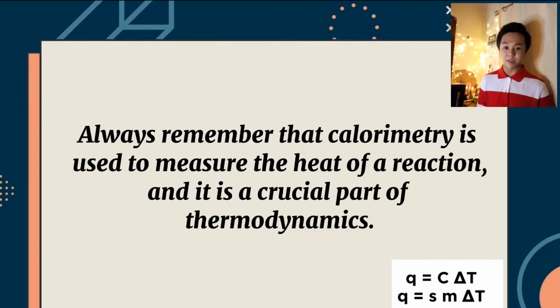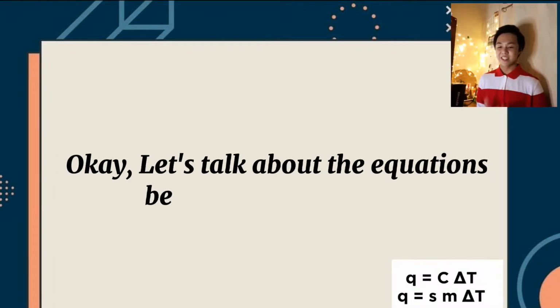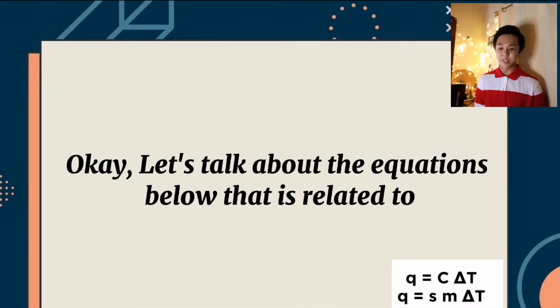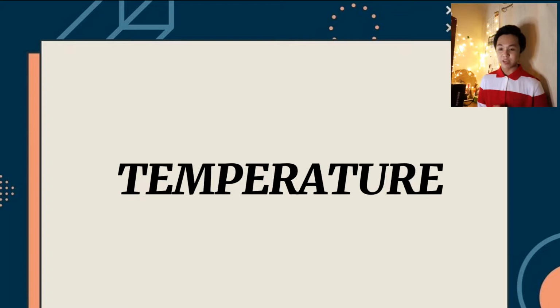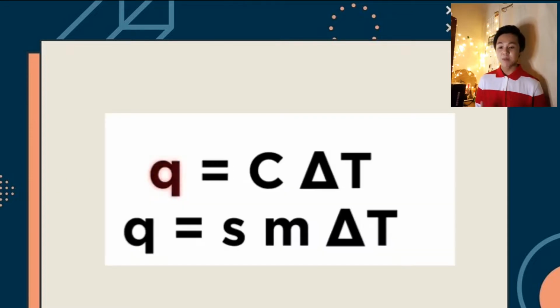Okay, let's talk about the equations below that are related to the heat, temperature, and heat capacity. The amount of heat exchanged in a reaction is equal to the heat capacity of the substance times the change in temperature for that substance. Or more practically, the heat exchange is equal to the specific heat of the substance times the grams of substance times the change in temperature. These equations will be further explained later.